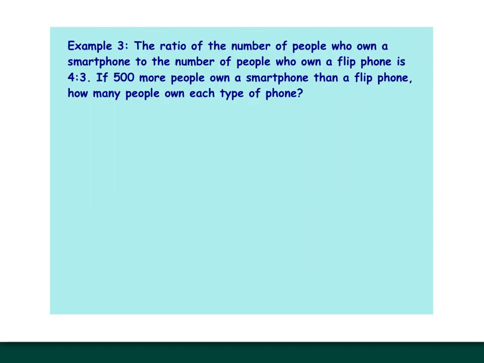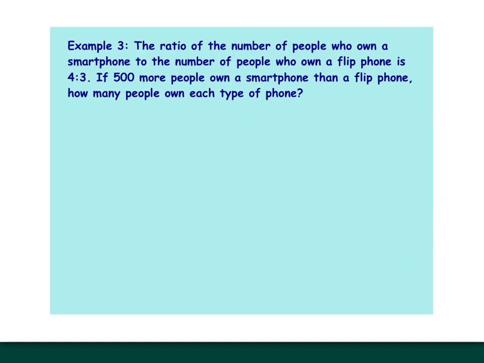If you feel like you've understood the steps so far, I suggest pausing the video, giving number 3 a try on your own, and then restarting the video to see how your answer matches mine. Here it tells us that the ratio of the number of people who own a smartphone to the number of people who own a flip phone is 4 to 3. I'm going to pause there.